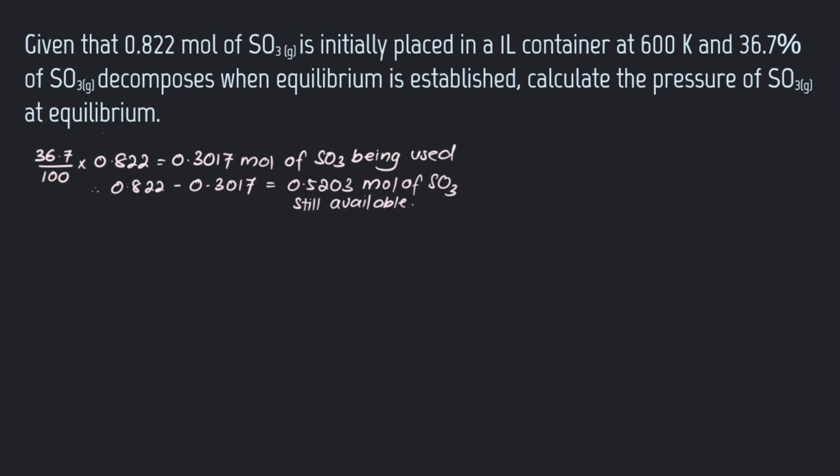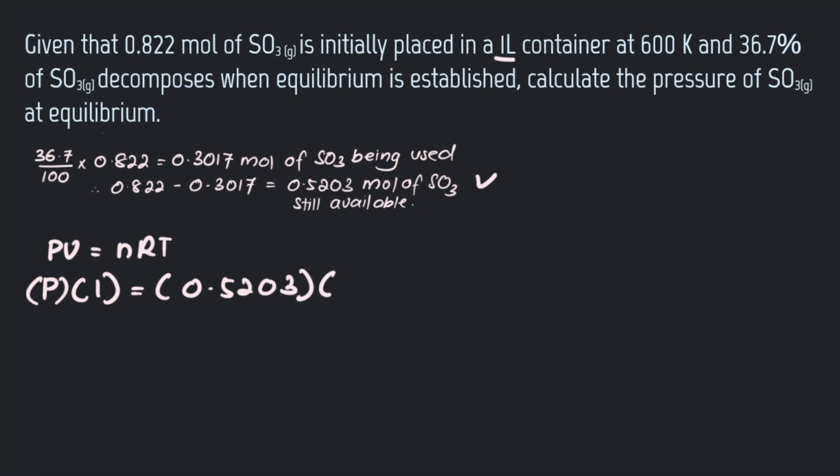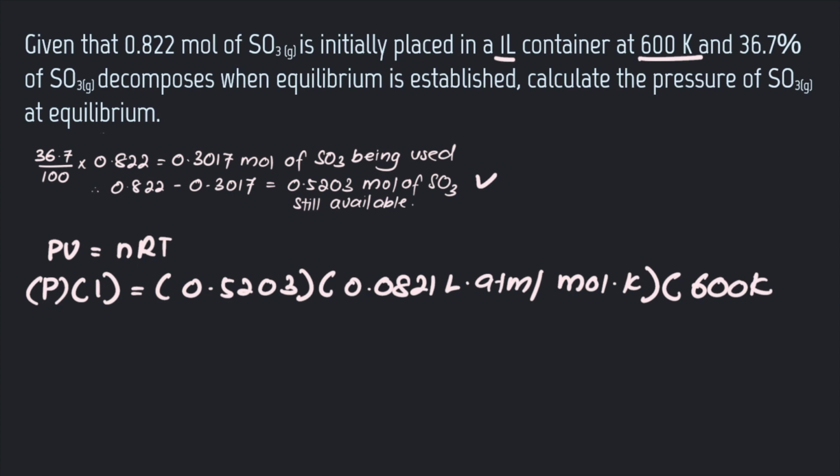Alright, so now we are going to use the ideal gas law, PV equivalent to nRT. P is the one that you want to calculate, your V is 1 liter, your n is 0.5203 mole, your R is a constant value, 0.0821 liter atmosphere divided by mole Kelvin, and your temperature is 600 Kelvin. Here it's supposed to be mole, right?